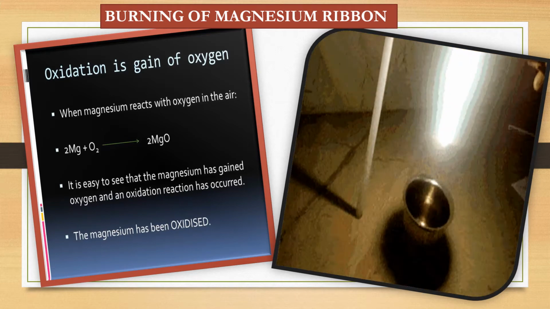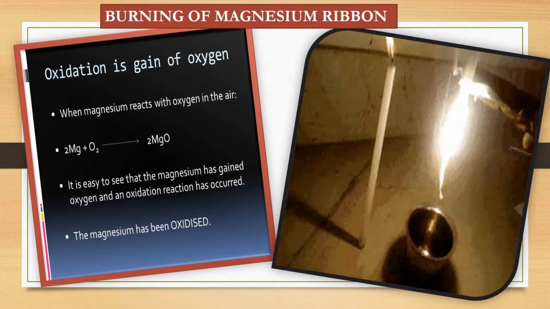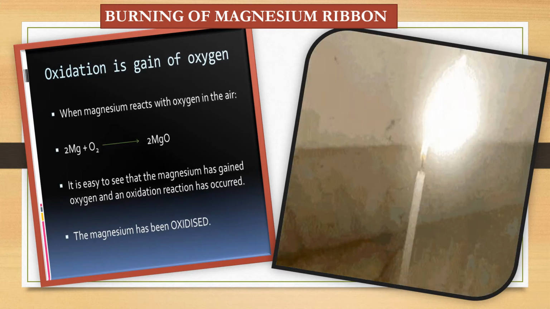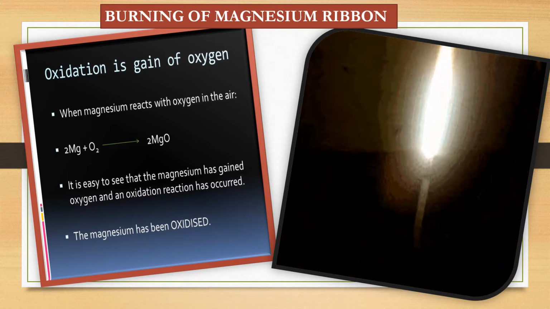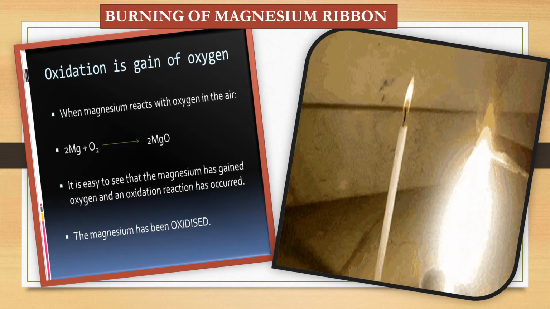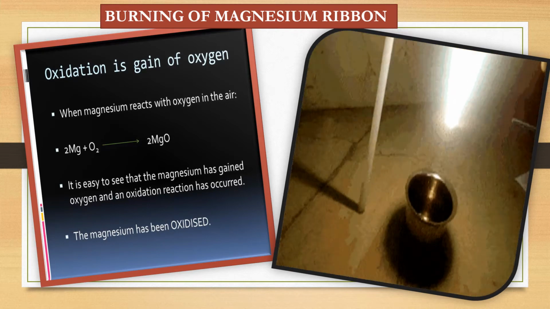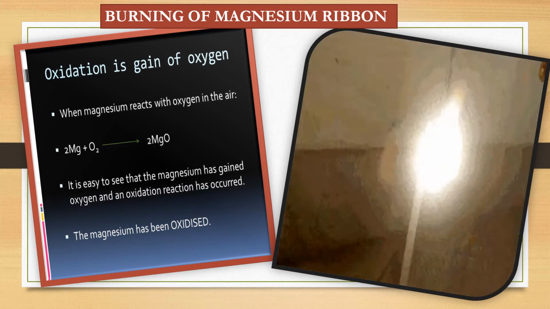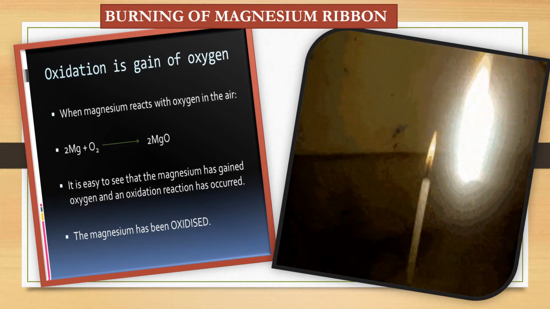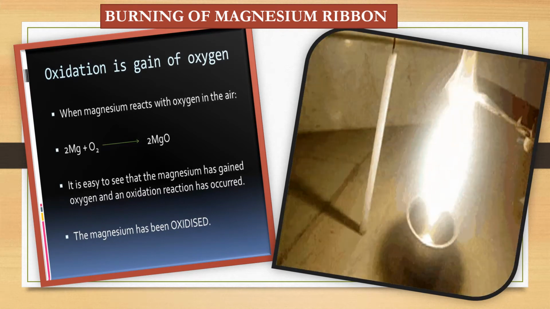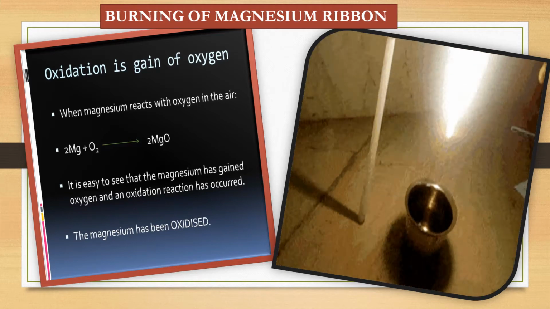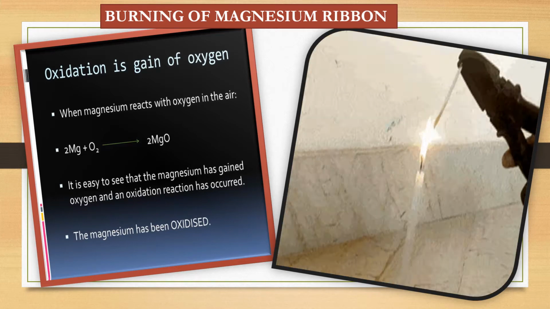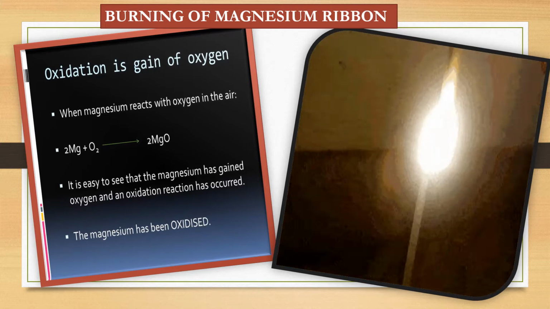Now see this experiment. When a magnesium ribbon is held over a candle, the magnesium ribbon burns and forms magnesium oxide, a white colored powder, and this white colored light. This is actually magnesium oxide. So let's do the sum with this equation.